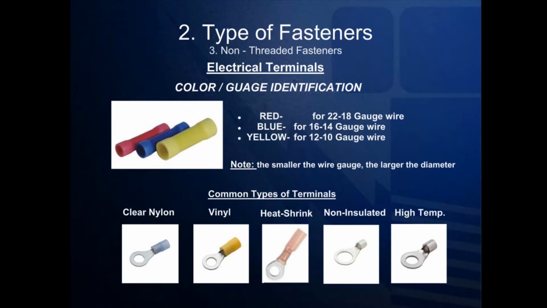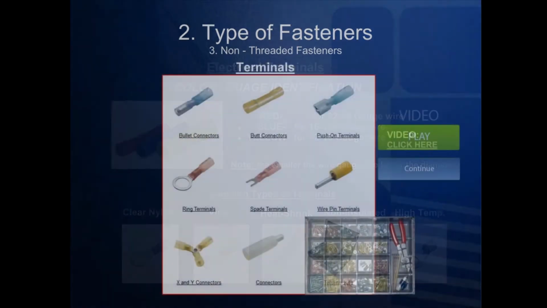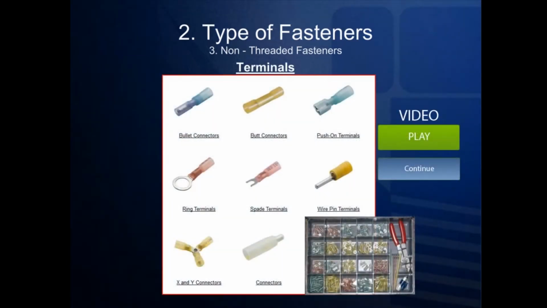Although clear nylon and vinyl are the most common types of terminals, heat shrink terminals are also available, including non-insulated terminals and terminals made for high temperature. This chart reflects some of the most common electrical terminals used. These include bullet connectors, butt connectors, push-on terminals, ring terminals, spade terminals, also called forks, wire pin terminals, also called ferrules, and X and Y configuration connectors. The picture at the bottom right represents what a lot of these pull-out drawers look like. Click on the video link to the right to learn more about electrical terminals.